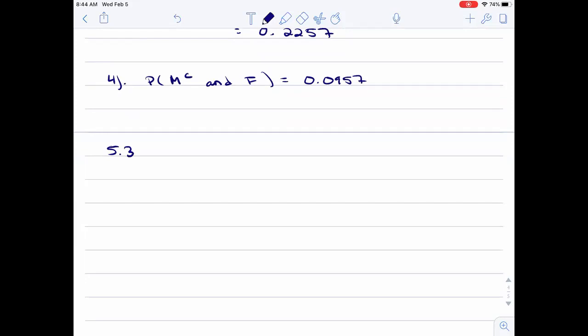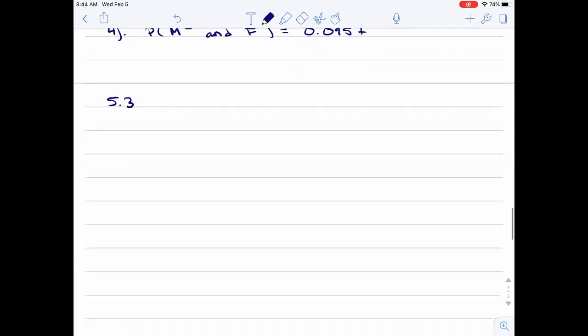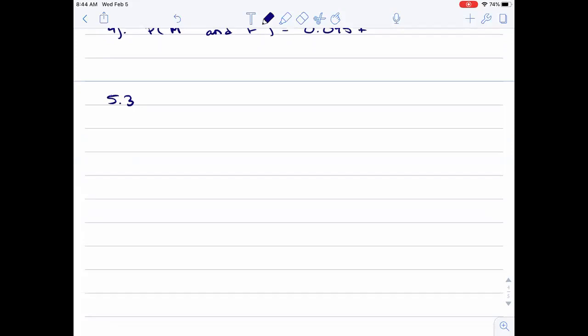Hey, no one asked me about 5.3 and 5.4. What about these sections? And I was like, I'll never tell. 5.3 is just kind of touching base on a special case. So sampling from a small population.